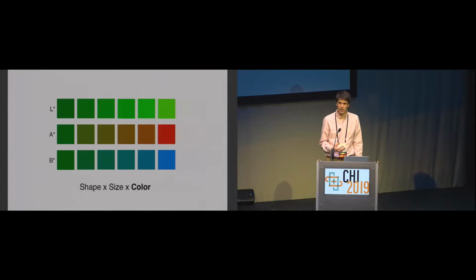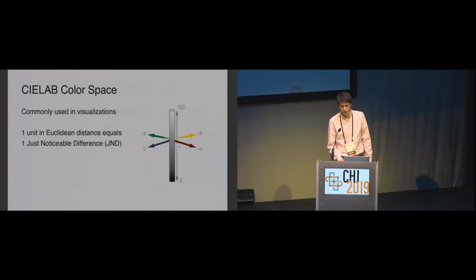And we tested a variety of colors that differ along the lightness axis, the red-green axis, and the yellow-blue axis in the CIELAB color space. CIELAB is commonly used in visualizations because it's approximately perceptually uniform, meaning 1 unit in Euclidean distance equates to 1 just noticeable difference, or JND for short. And we define a JND as the minimum amount of distance that 2 colors need to be apart for 50% of people to actually perceive a difference.